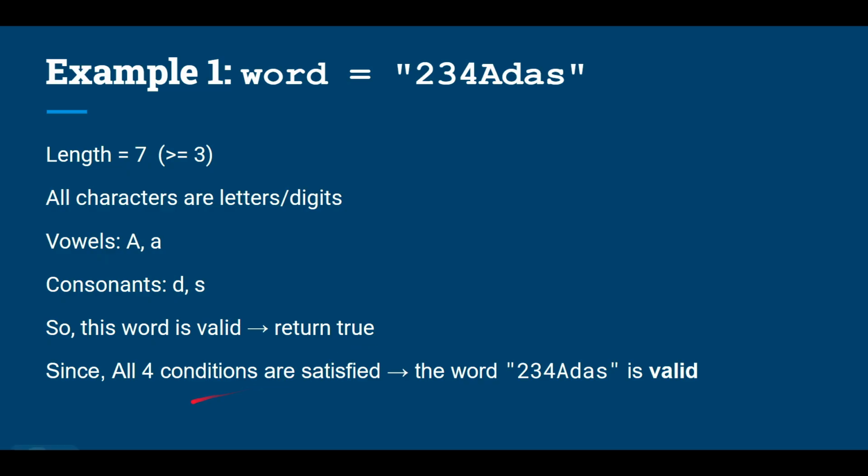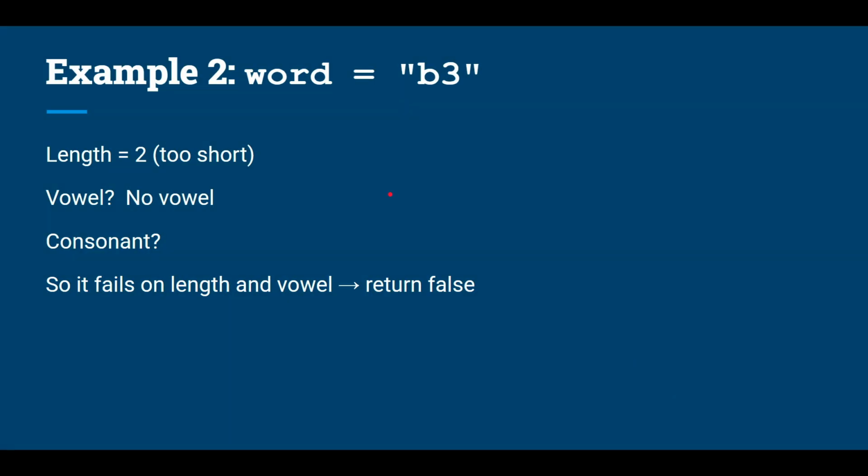Okay, that means all four conditions are satisfied. It means the given string is valid. Now let's understand example 2, where the word is "b3", which means the length is 2. It means it's too short. The very first condition is false, right? Yeah, no need to check further.